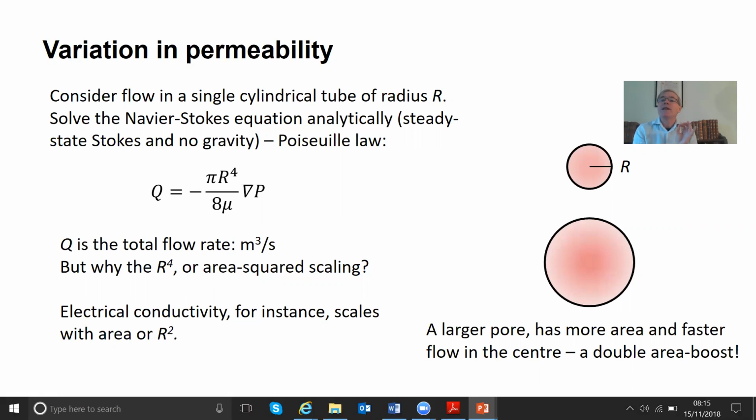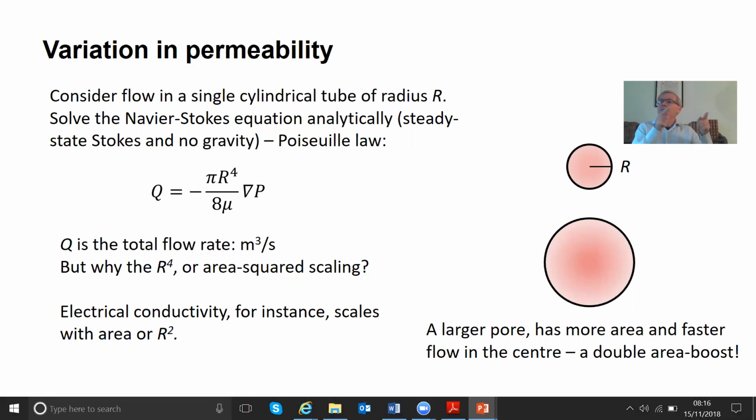But the interesting thing is that the total flow in the tube scales as the fourth power of radius, r to the fourth. Now, this isn't just some mathematical quirk that comes out of the equation. It means something physically. Let's give an analogy that most people, I hope, are familiar with. If we looked at electrical conductivity, imagine this was a wire. And we asked, well, what's the conductance of that wire? That would scale with area, or r squared.